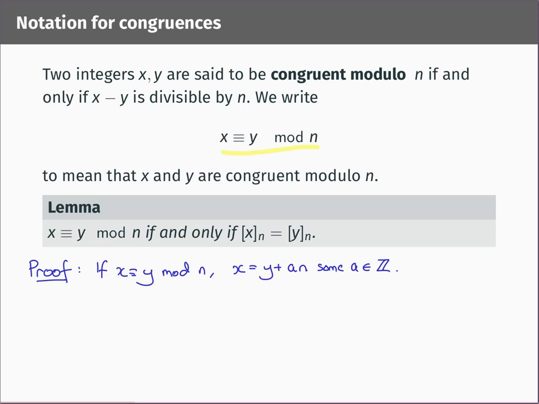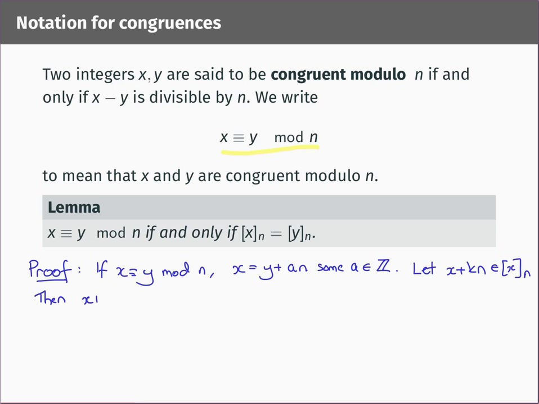Now I have to prove that the two congruence classes, the class of x and the class of y modulo n, are equal. So let's take an element in the class of x. So we know what it looks like. It looks like x plus kn. So let's take this to be an element of the class of x. So k here is an integer.